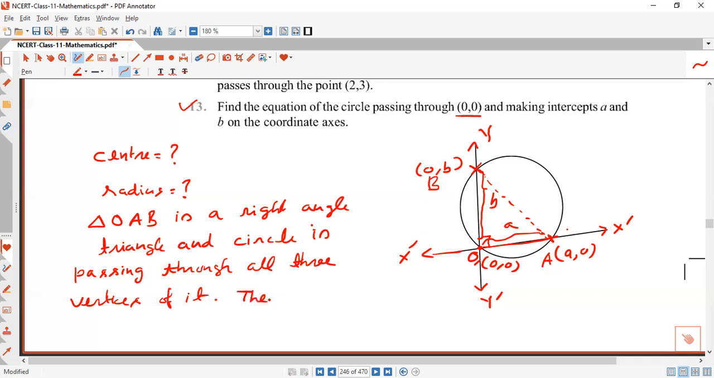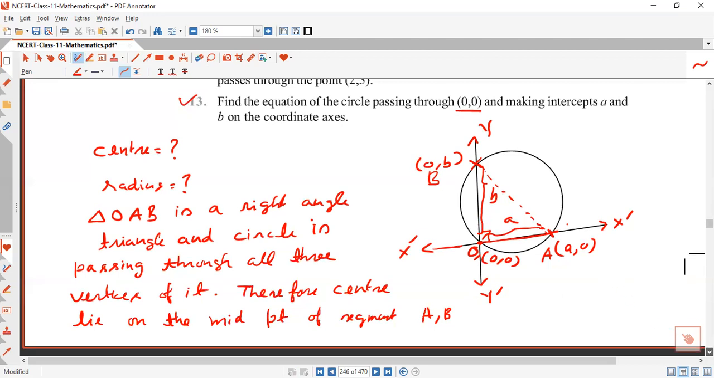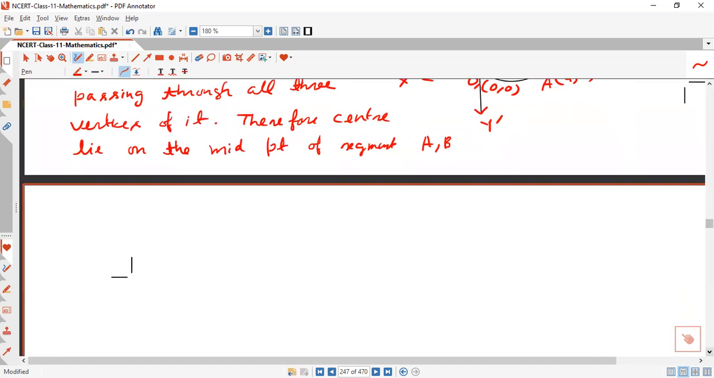Therefore, the center lies on the midpoint of line segment AB. And with the center, we can find out the radius from any point. So in these questions, basically, what the center is will come out. To find out the center, we are using the midpoint formula.